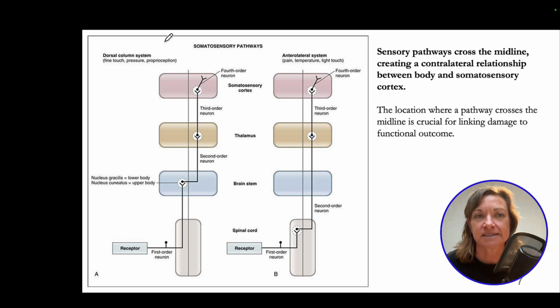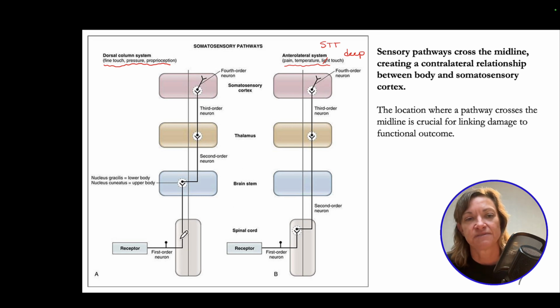So here we have really simplified schematics to start us off. The dorsal column system on the left, mediating fine touch, pressure, and proprioception, and the anterolateral system, often referred to as the spinothalamic tract, or STT, which mediates pain, temperature, and I would argue deep touch rather than light touch, would be my interpretation of that.